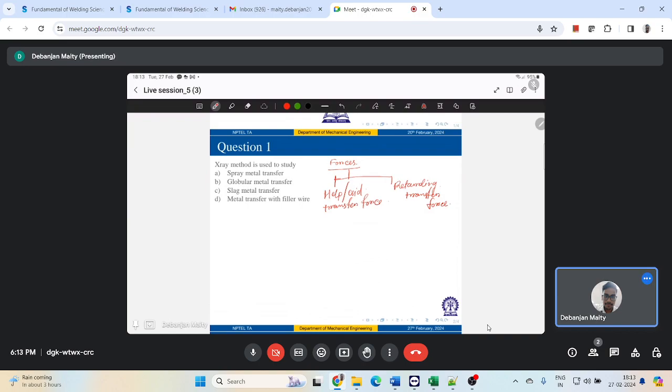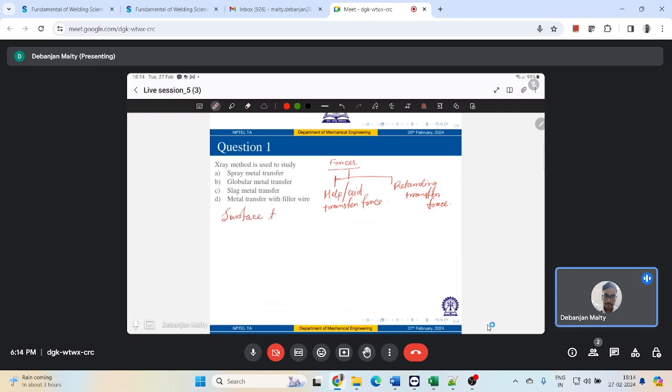Now there are different forces involved in this: surface tension, viscosity, gravity, and the Lorentz force because of the electromagnetic force. Then you also can have force due to the impact of electron and ion particles, right? So we will go one by one. Now, what is surface tension force?